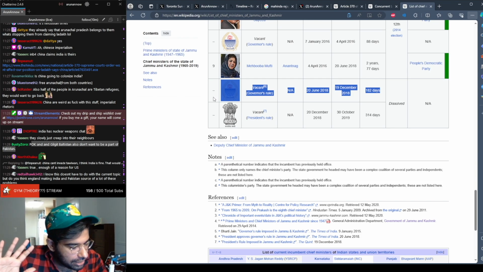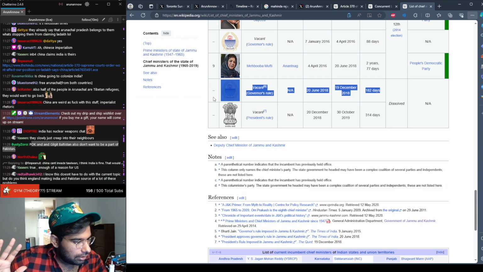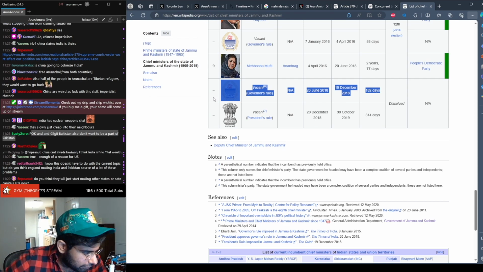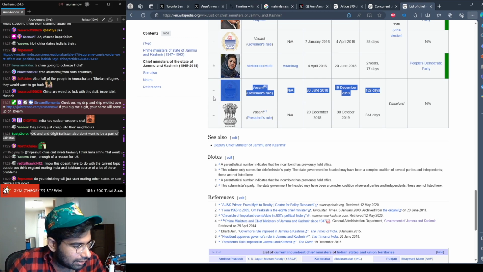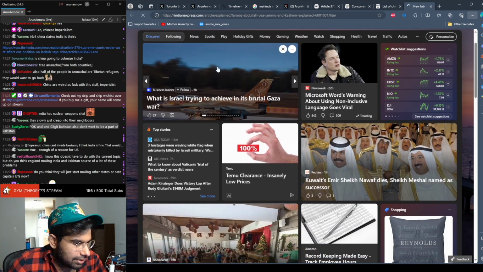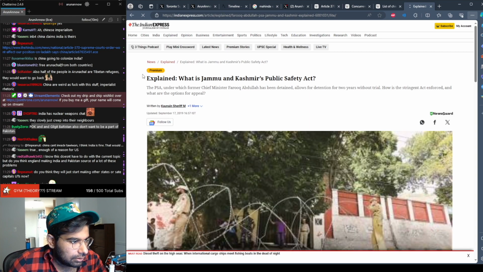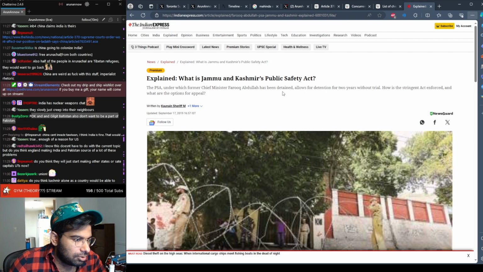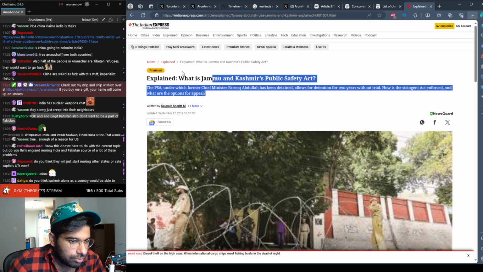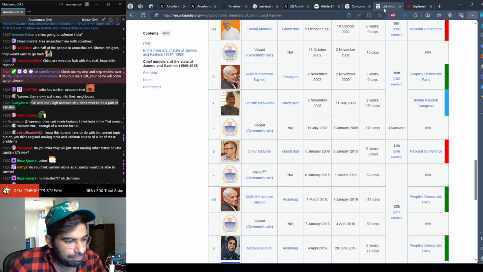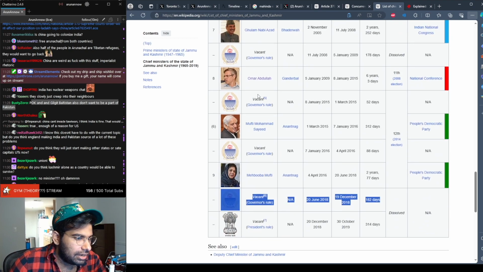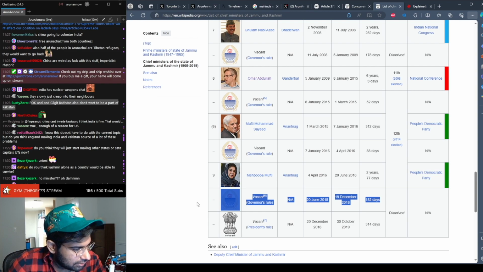Right now, the current president of India, what's her name? Draupadi Murmu, is currently governing Jammu and Kashmir and Ladakh directly. So why is this such a goddamn problem? What is Jammu and Kashmir's Public Safety Act? The PSA, under which Chief Minister Farooq Abdullah has been detained, allows for detention up to 2 years without trial. Yes, the former Chief Minister Omar Abdullah has also been under house arrest.